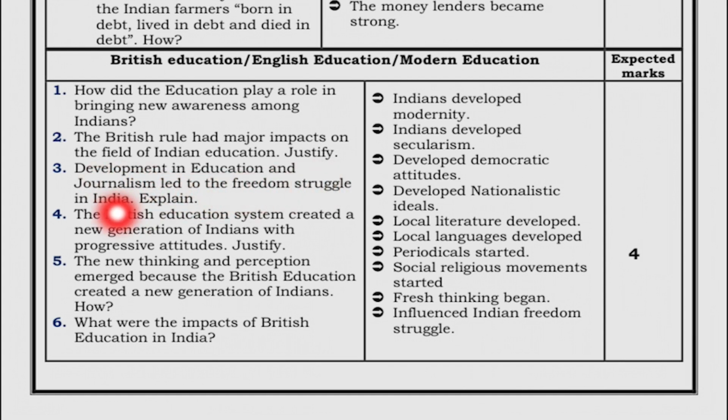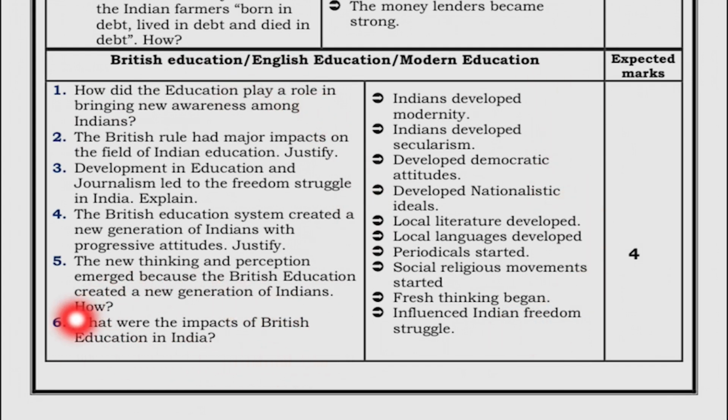Development in education and journalism led to the freedom struggle in India. Explain. The British education system created a new generation of Indians with progressive attitudes. Justify. The new thinking and perception emerged because the British education created a new generation of Indians. How? What were the impacts of British education in India? If at all, these are the questions, these are the key points you have to keep in mind.